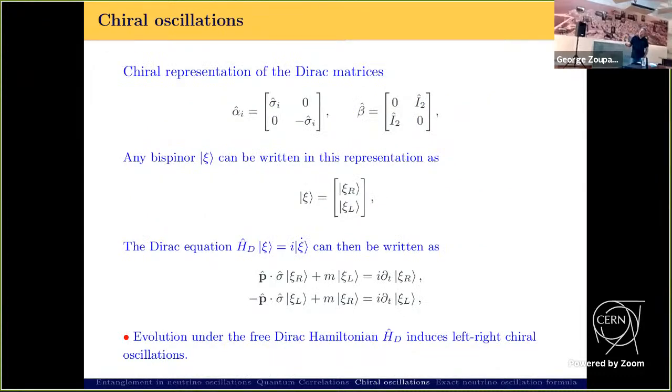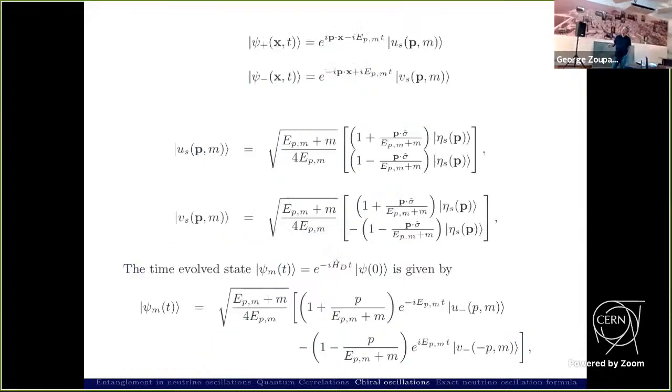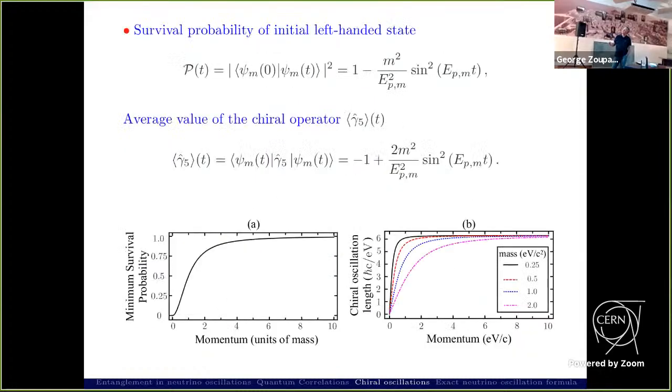So, if you do things in the chiral representation, it's simpler, and you write down the Dirac equation, and you find these oscillations. So how are they made? They have an amplitude which is energy dependent. Here is the minimum of the oscillation. You see the survival probability. This is in units of mass, so you really have to go down to the order of the mass to see something significant.